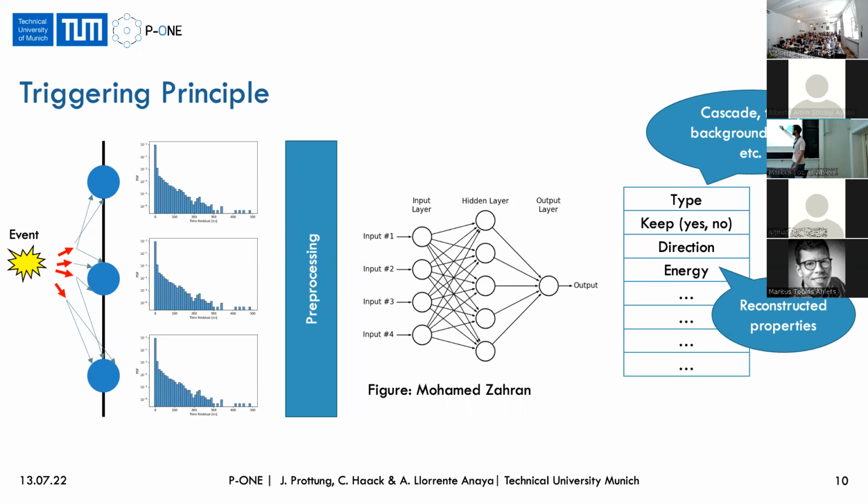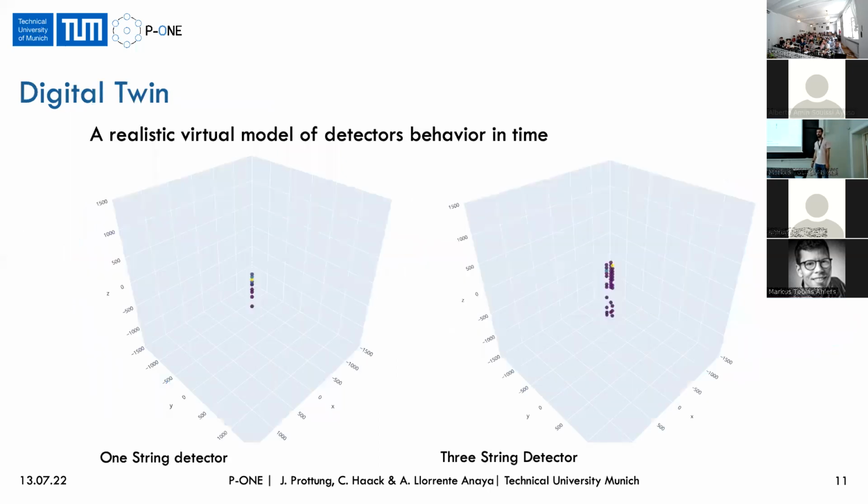And then there's the neural network. And afterwards you get some kind of classification. The most important one here is yes or no, but what we are hoping at the moment is that we can already at this early stage infer some further information. For example, is it a cascade or is it a track? Or in the best case, we can already say, okay, it's roughly coming from this direction, or it has roughly that energy. And to be able to do all of that, we are building a digital twin.